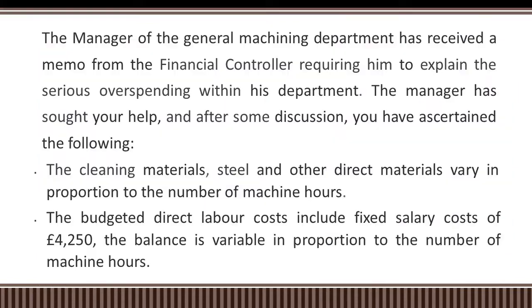The manager of the general machining department has received a memo from the financial controller requiring him to explain the serious overspending within his department. The manager has sought your help, and after some discussion, you have ascertained the following. The cleaning materials, steel, and other direct materials vary in proportion to the number of machine hours. So they should vary in the same proportion with the difference in the hours. The budgeted direct labor cost includes fixed salary cost of £4,250. The balance is variable in proportion to the number of machine hours.